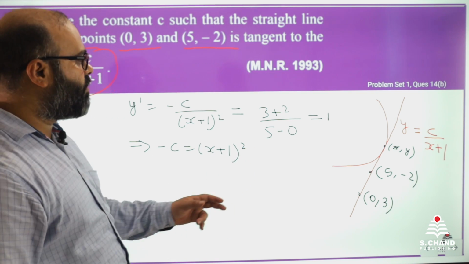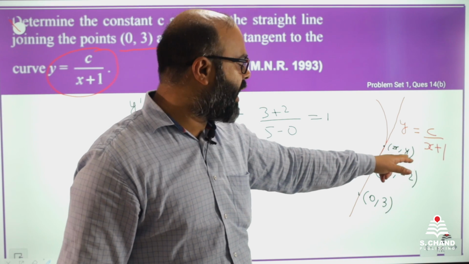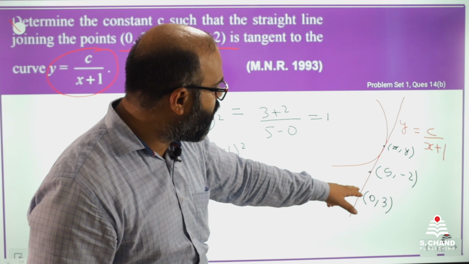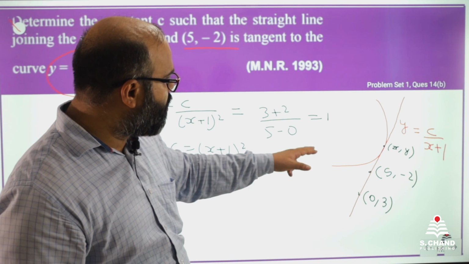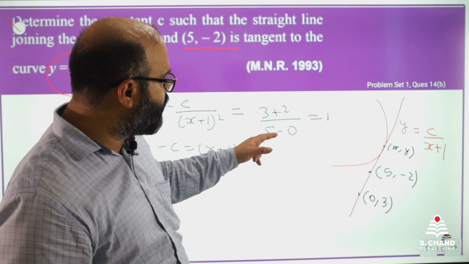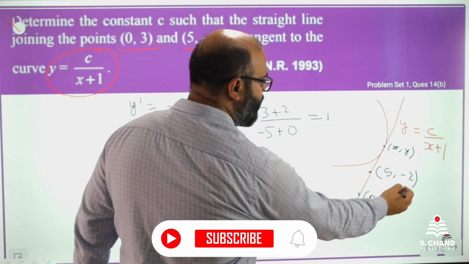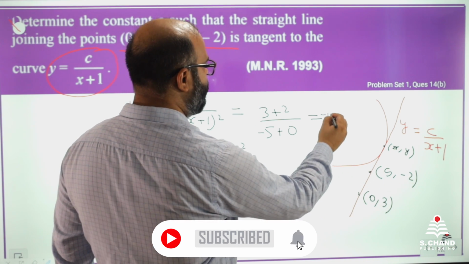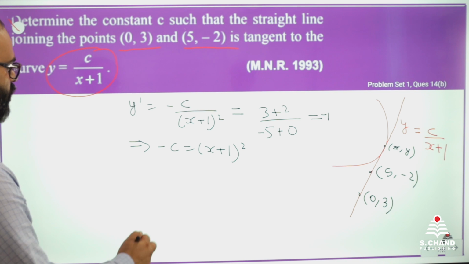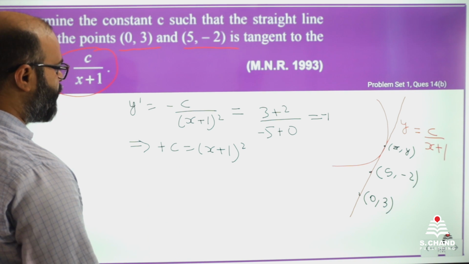So what we have done, we have first differentiated this y to get the slope of the tangent at y, and then we have the slope by 2-point form, and that is actually y1 minus y2 by x1 minus x2. So you will get, this is 0 minus 5, as we are getting 3 plus 2, 0 minus 5. So this will be minus 1. Okay, so calculation we have to take care of. So this will become plus c. So it is plus c is equal to x plus 1 whole square.